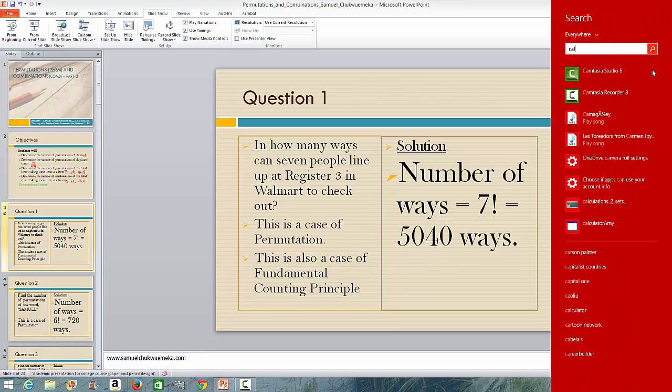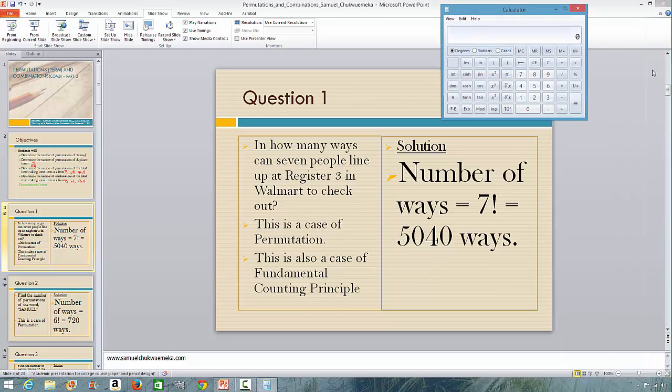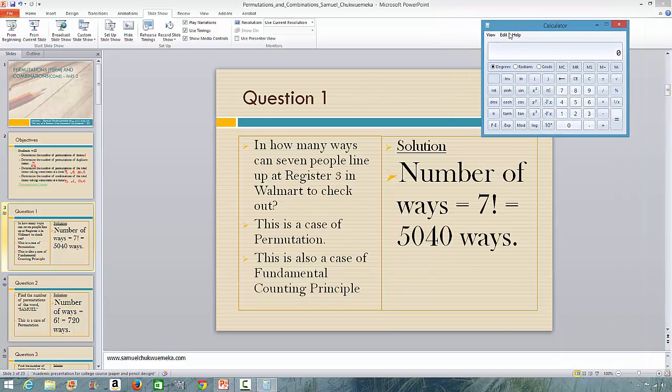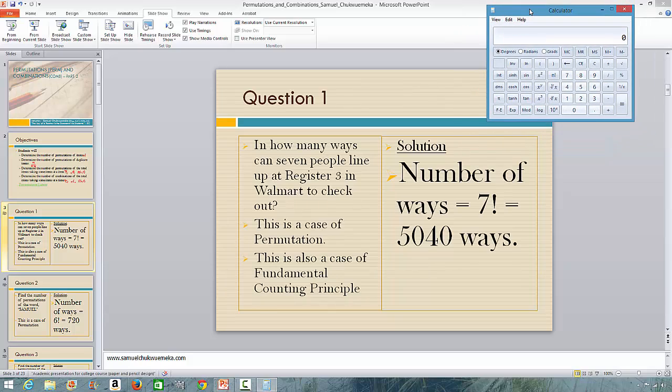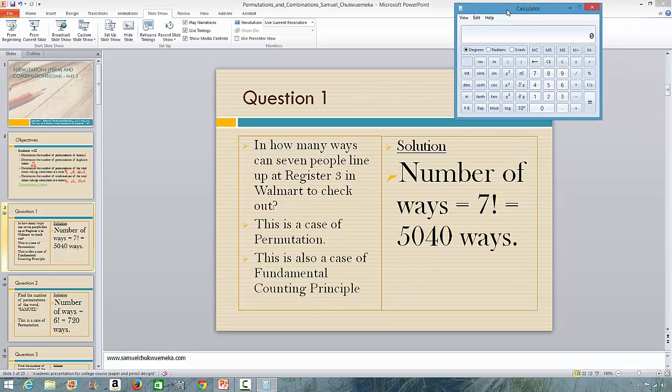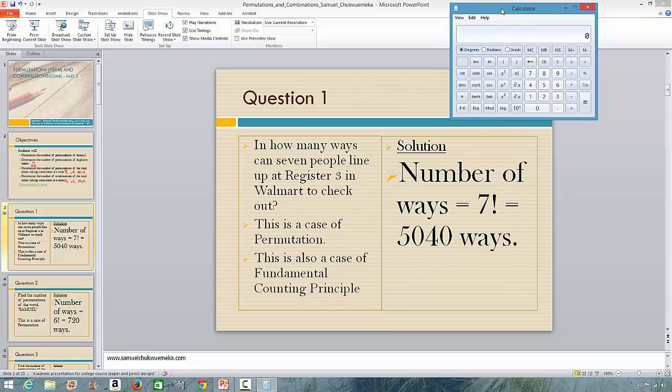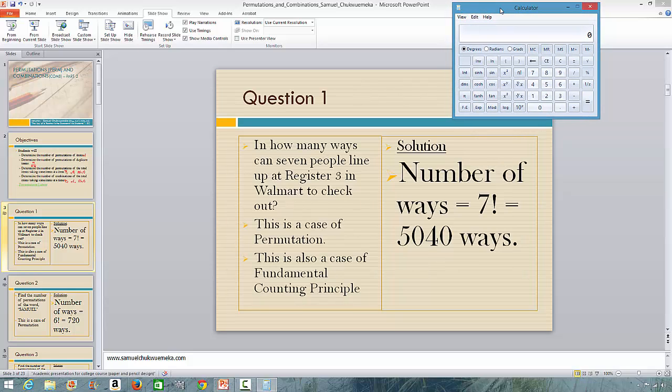Calculator. Just type in calculator. Usually when you type it in, it might be in this standard view. Just click view, change it to scientific view. And we have the factorial here. I'm going to show you how to use this to solve problems. Now, I don't know the calculator you're using. You might want to look at the calculators you're using. I know you can use TI calculators to do these problems.